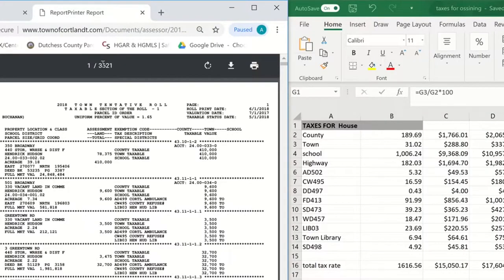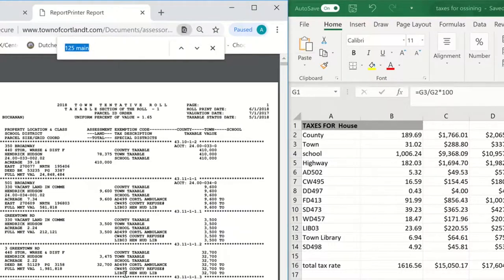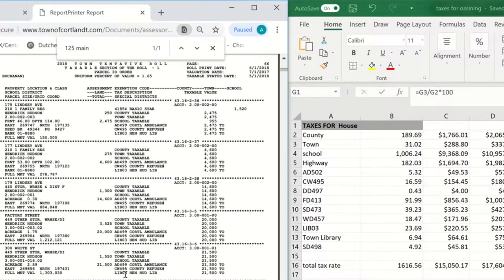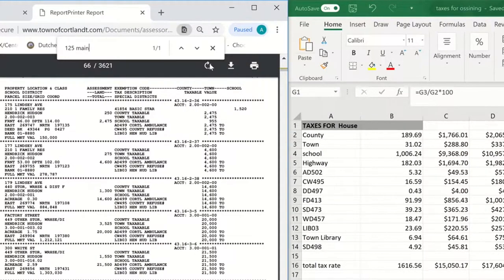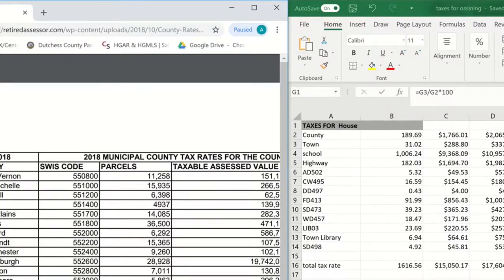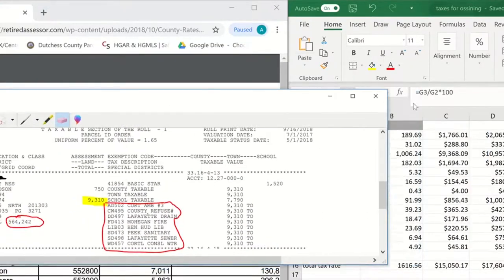And to look up the property in a sea of pages, 3,600 to be precise, click Control F, type in the number of the street, followed by the name of the street, isolate the property you're looking for. If there's more than one, just scroll down. I like to take my snippet tool and just do a nice screenshot of the property so I never need this page again. And for the sake of our example, I've already done that.